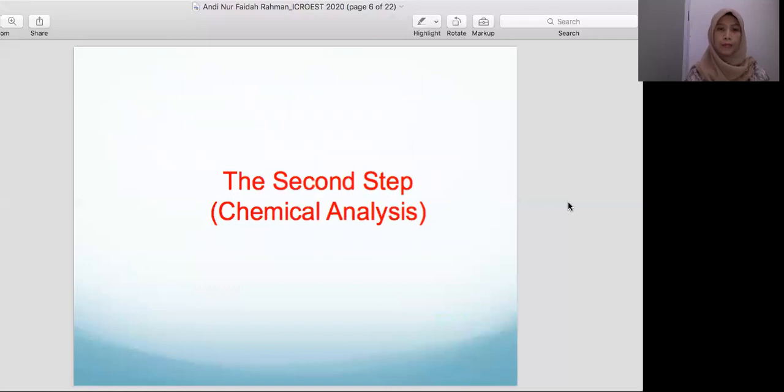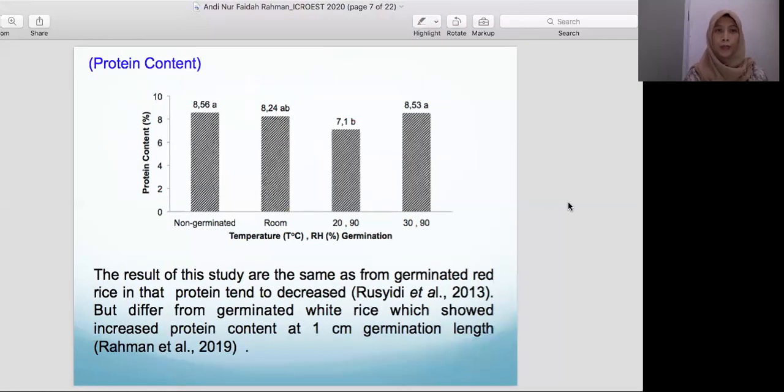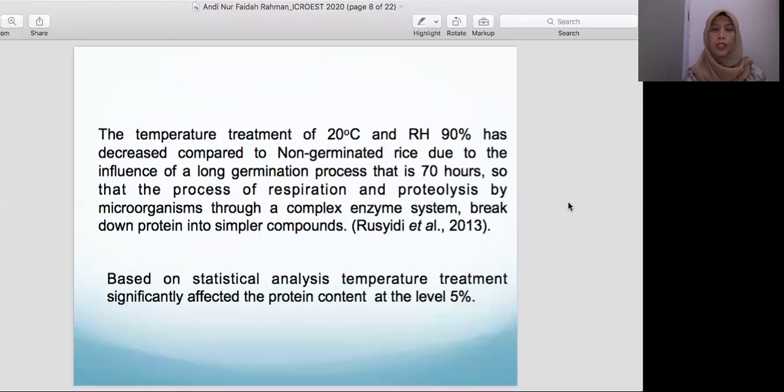The second step, we can see the figure of protein content. Protein content for all treatments decreased. The result of this study is the same as germinated red rice in that protein decreased, but differs from germinated white rice which saw increased protein content at 1 centimeter germination length. The temperature treatment of 20 degrees Celsius and relative humidity 90% has decreased compared to non-germinated rice due to the influence of a long germination process, that is 70 hours. So the process of respiration and proteolysis by microorganisms through a complex enzyme system breaks down protein into simpler compounds.